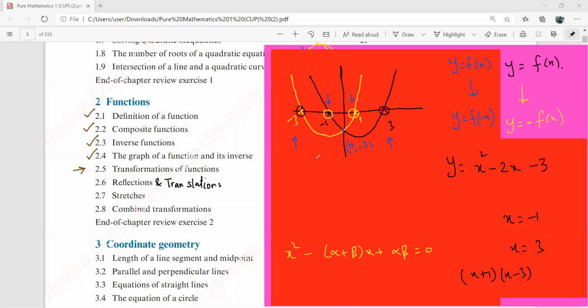Now the equation for the yellow curve is going to be y equal to, please note it down, you will change all the x's to minus x because the sign of the x coordinate is changing. Minus 2 into minus x minus 3. So the new equation for the new graph is going to be x squared plus 2x minus 3. That is the equation for the yellow curve. You have to tell me if you agree or not.